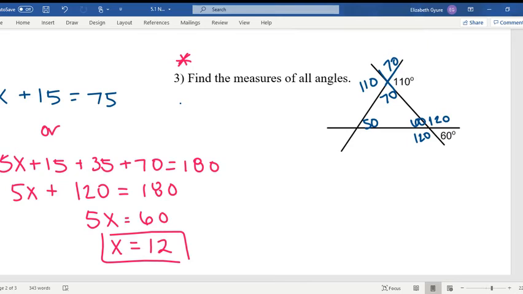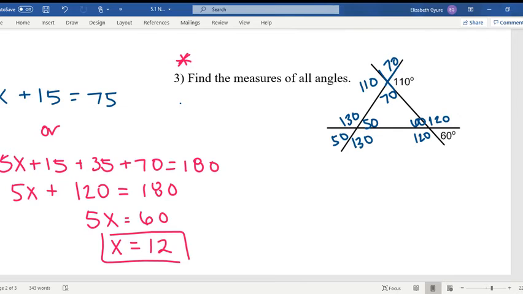Somebody at home, where can I go from here? Yeah, good. My vertical angle would also be 50. Good, yeah. And then we're going to, again, have that supplementary angle situation. So 180 minus 50 is 130.